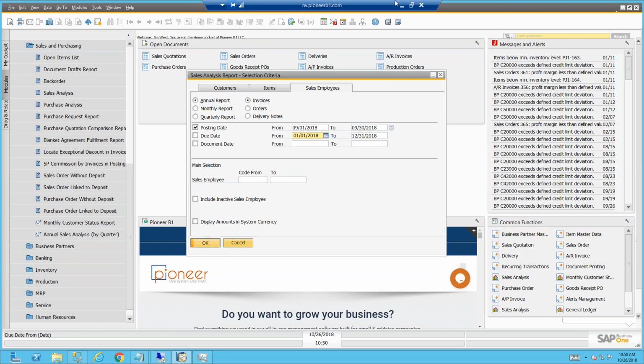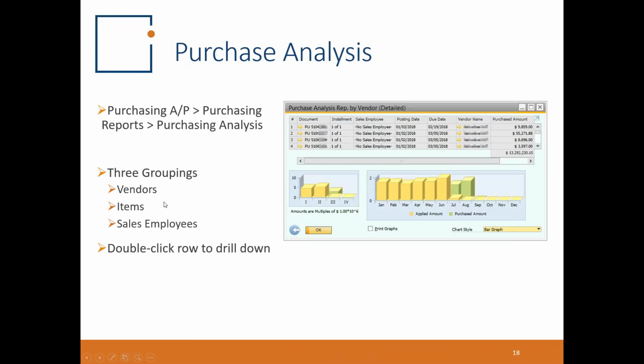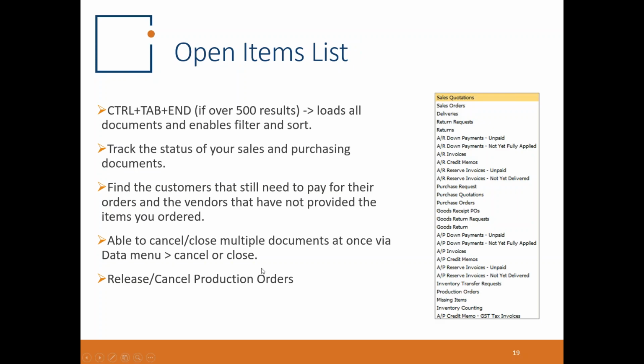Okay. So the second report that is really similar is the purchase analysis, and I will let Beth talk about it. Thanks. So as Orn mentioned, we have this purchase analysis report that's really similar to the sales analysis report. Instead of customers, items, and sales employees, we have vendors, items, and sales employees. It gives you the same level of analysis that the sales analysis does, but for your purchasing side.